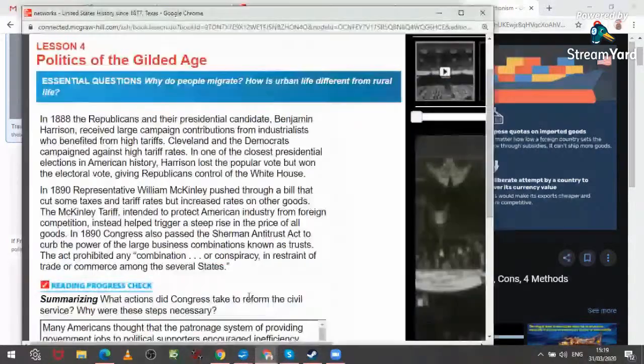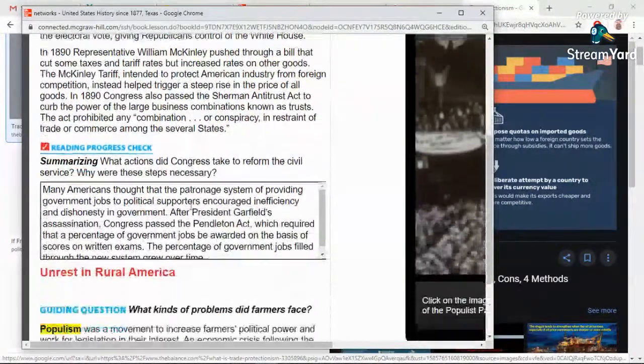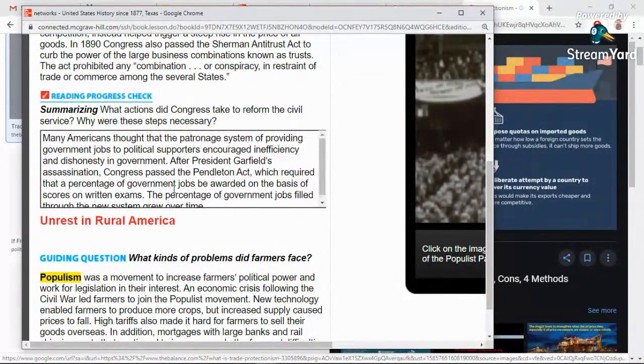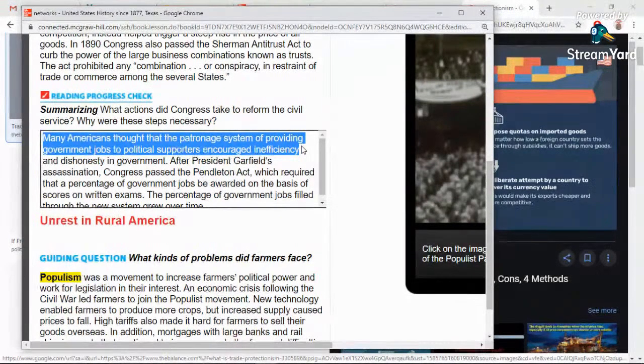Let me finish this page, and then I'll see if there are any questions. What actions did Congress take to reform the civil service, and why were the steps necessary? Well, many Americans thought that patronage created dishonesty in government and was inefficient. Okay, so this is reviewing the question number 6.